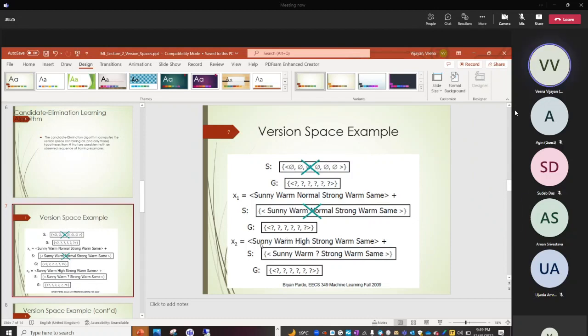The second case we are taking is also a positive case. We compare sunny against sunny, warm against warm, high against normal. This is not matching, so for high and normal we have only one value to replace, that is the question mark. The rest are the same, so we will keep them. Strong, warm, same. For x2 also it is strong, warm, same. We will keep the same. That is the second specific hypothesis we are framing. And since it is a positive case, the generic will remain the same.